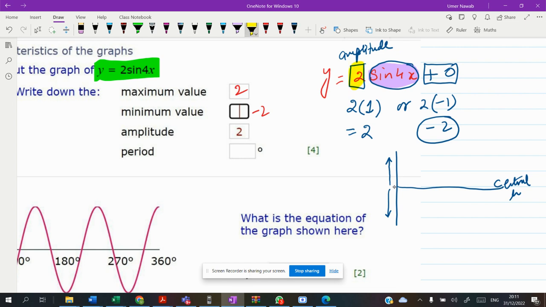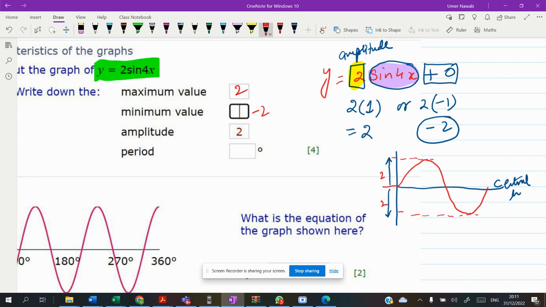And amplitude is the distance of the peak or the very bottom of the wave of the sine or the cosine function. This is the peak and this is the very bottom. So from the central line you have to go 2 units up and 2 units down. So this is called amplitude.